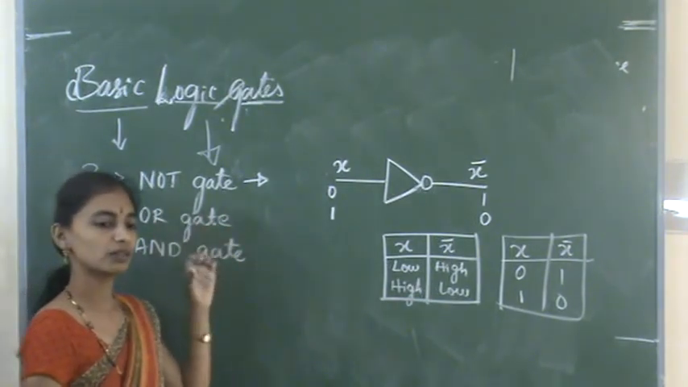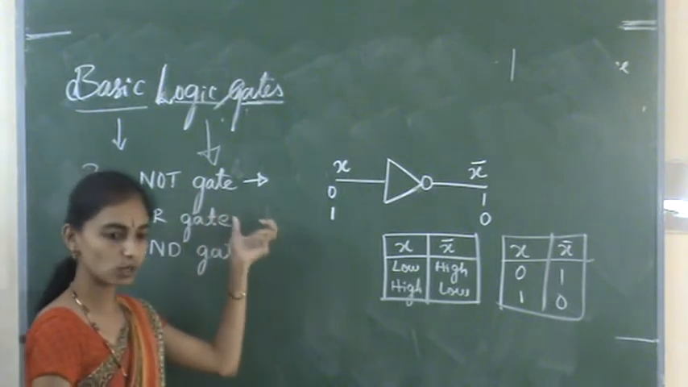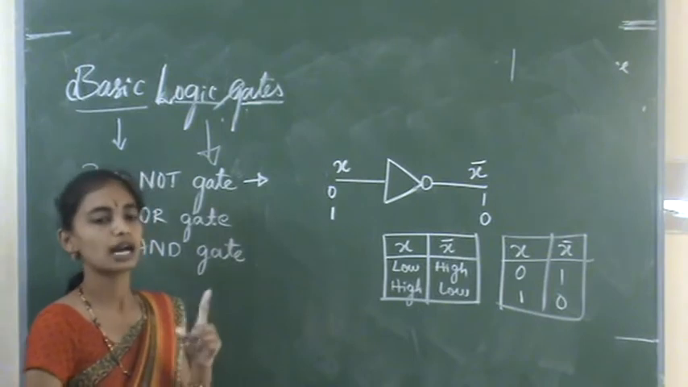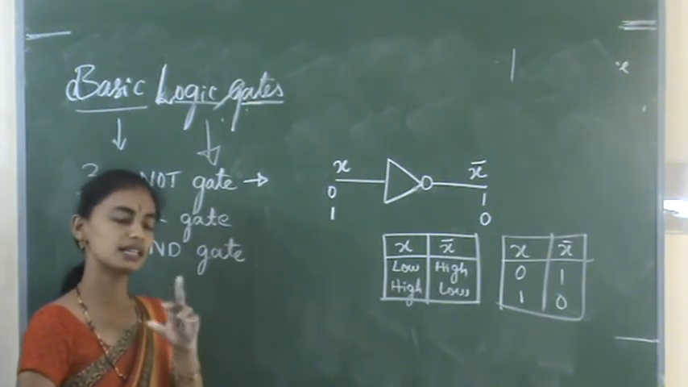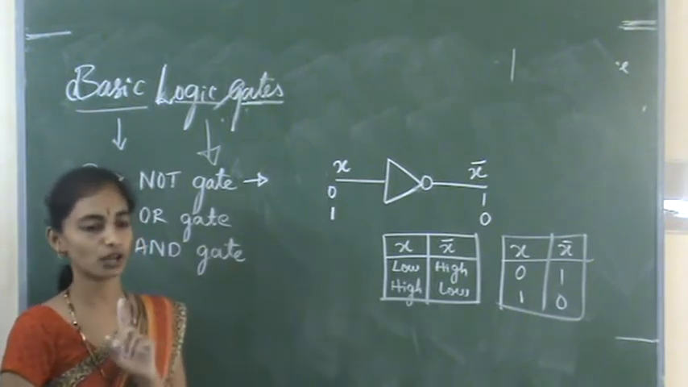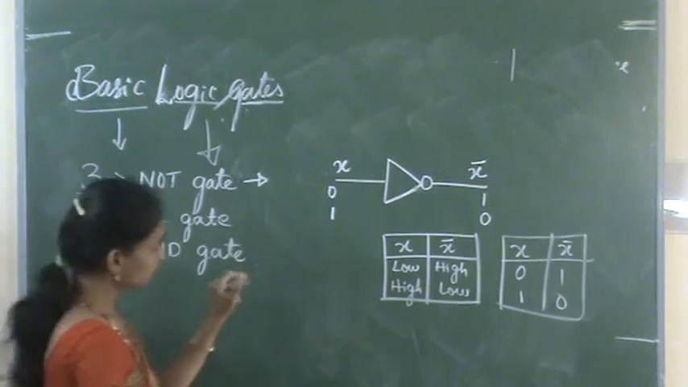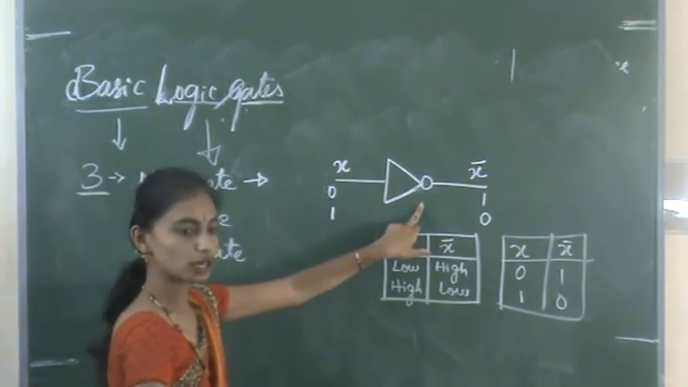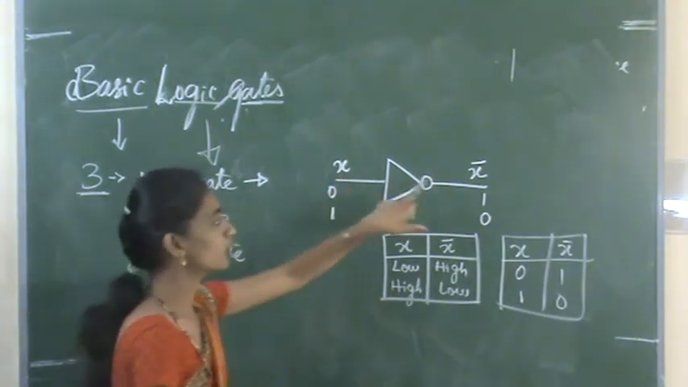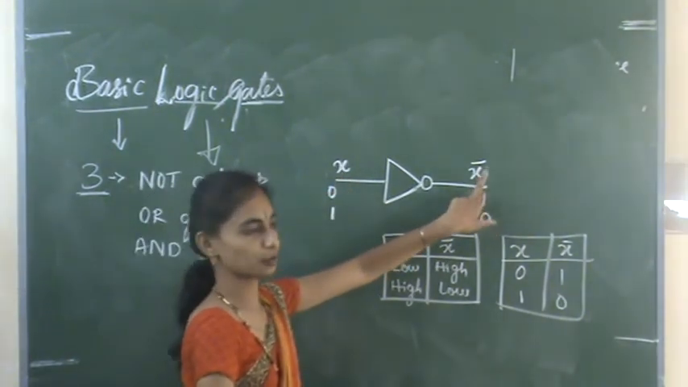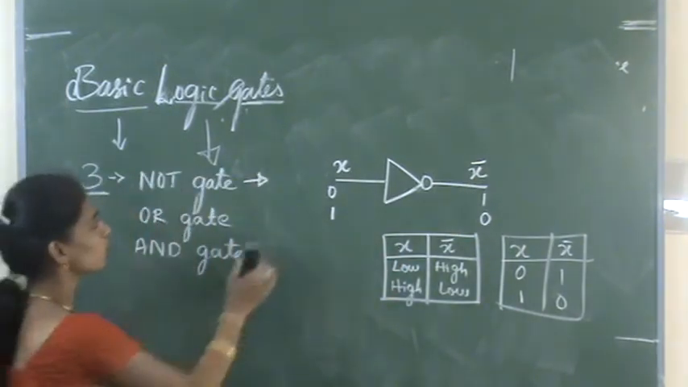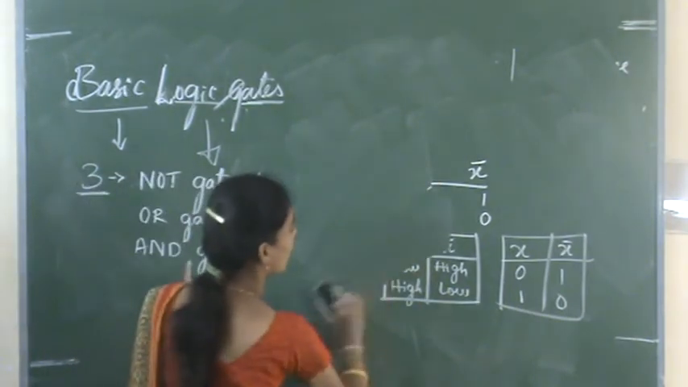Clearly, I will tell once again. The NOT gate is an electronic circuit which accepts a single input and produces a single output. That output will be the complement of the input. This is the symbol for the NOT gate. If we provide x as an input, we will get x bar as an output. And this is the truth table for the NOT gate. Next we will go for the AND operator. Sorry, the OR operator.